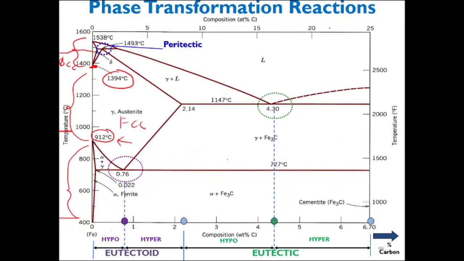This is the example of allotropic transformation, where with the same chemical composition, the lattice structure and the microstructure change from BCC in alpha ferrite into FCC in austenite, and then later on it transforms again into BCC as delta ferrite.